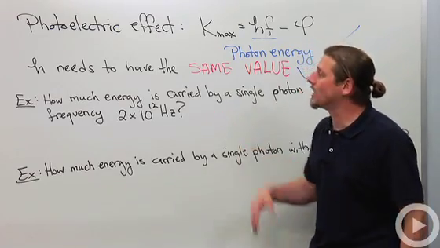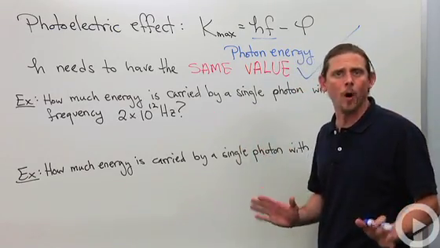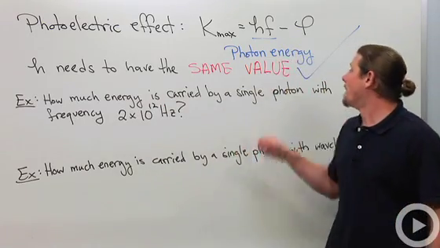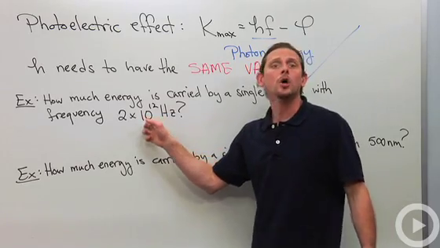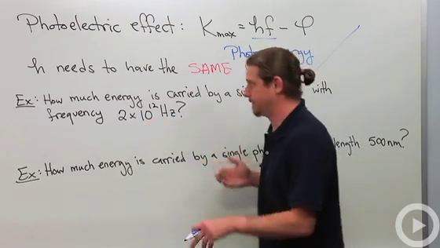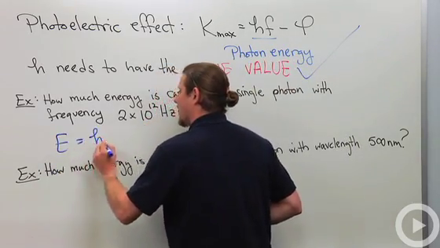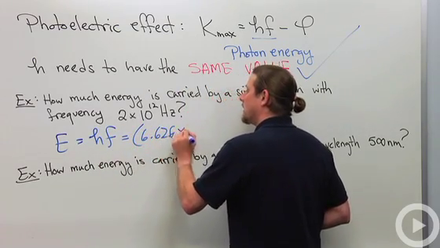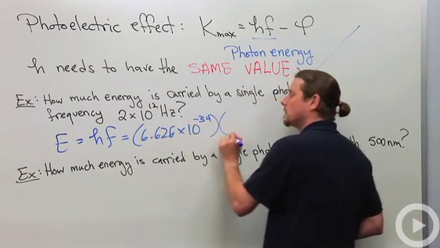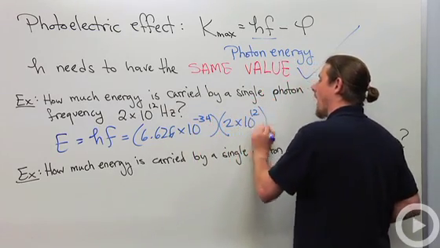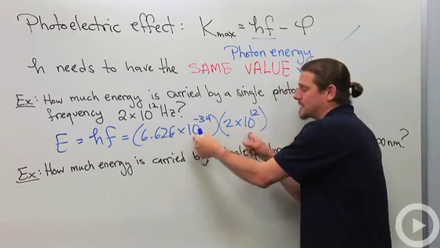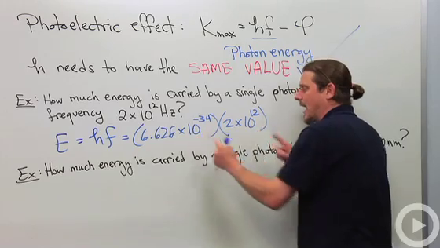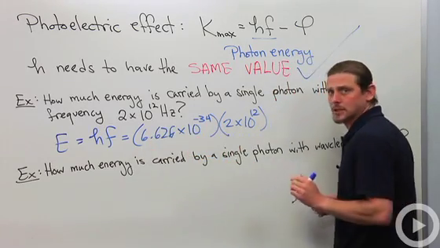All right, so let's go ahead and just do some problems. These are fairly simple. We're just basically going to plug some numbers into a formula. How much energy is carried by a single photon with frequency 2 times 10 to the 12 hertz? Well, energy equals hf: 6.626 times 10 to the minus 34, times 2 times 10 to the 12. As with everything, when you've got scientific notation, you do the numbers first and then the tens. So 2 times 6.626.